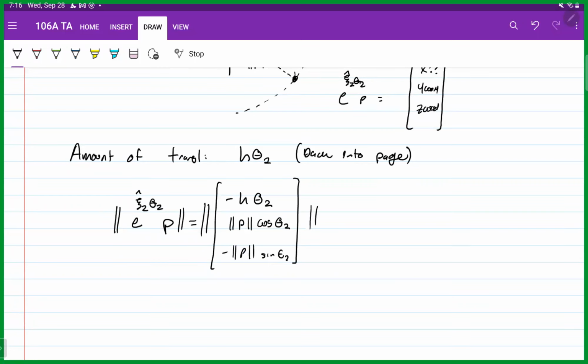So what is the magnitude of this vector right here? Well, did you have a question? Sorry, or were you just scratching your head? Okay. My bad. All right.